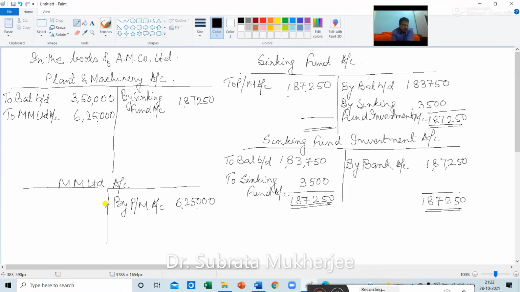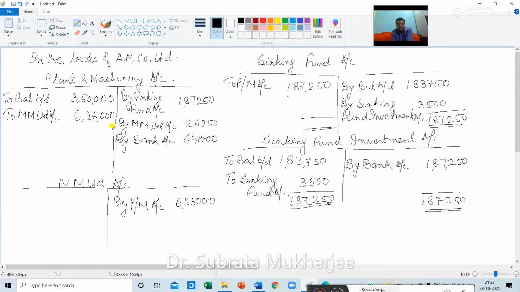So there was some part of old machinery which was in good condition that was taken over by MM Limited. So MM Limited account debit to plant and machinery account. So MM Limited account here 26,250. So this amount of plant and machinery was taken by MM Limited, and the remaining amount was sold as scrap, so by bank. So the scrap value of the old machinery was 64,000. So bank account debit to plant and machinery account.